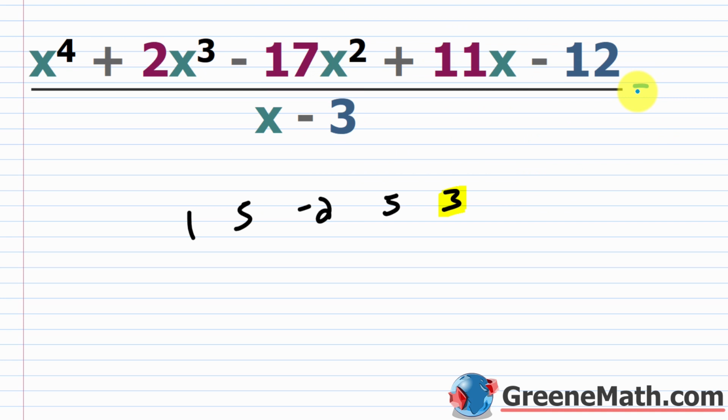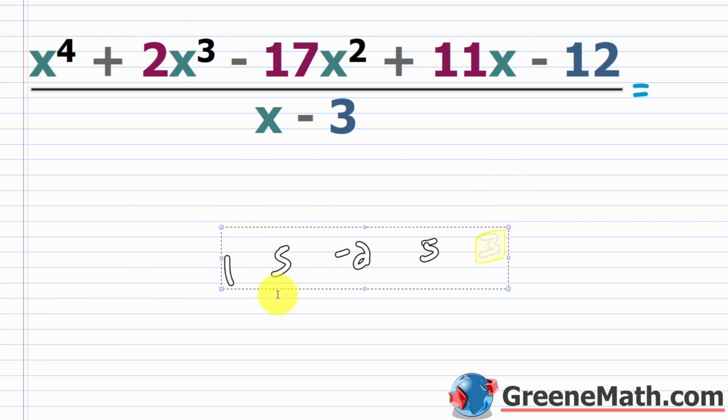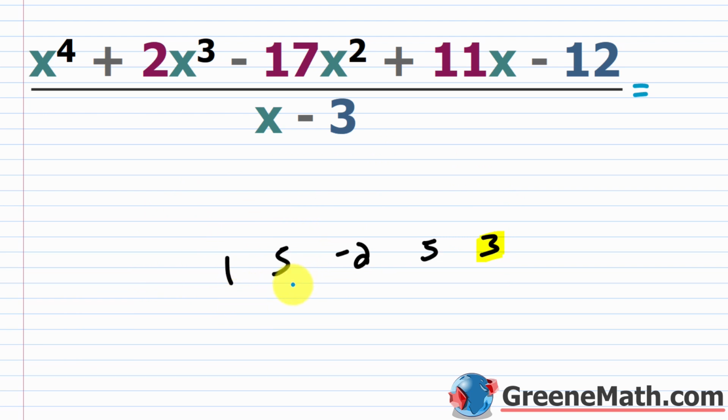So again, when we think about interpreting the answer, this exponent here is a 4, so the polynomial is of degree 4. So this polynomial will be of degree 3. In other words, this first coefficient here, 1, is going to be for x cubed. So this should be 1x cubed or just x cubed.